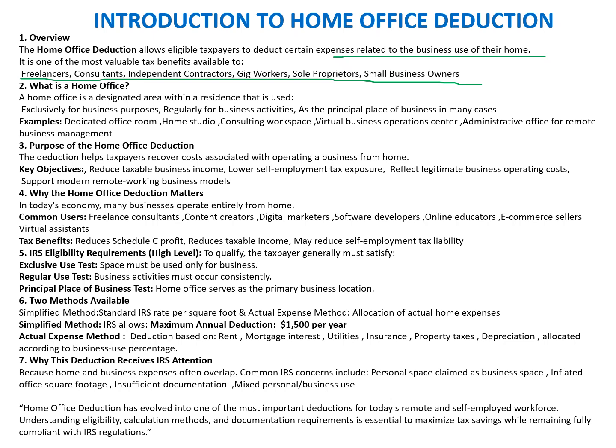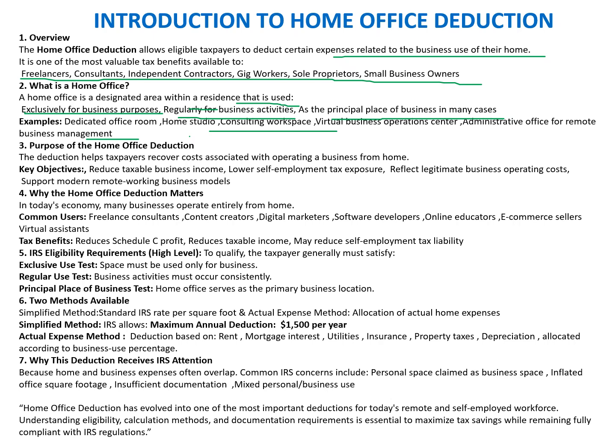Now, when we talk about home office, what does that exactly mean? A home office is a designated area within the residence that is used, first and important, exclusively for business purposes. This is very important. So exclusive use of a portion of your residence for office purposes is one of the preconditions to claim this deduction. Secondly, regularly for the business activity. It should be regular, and in many cases the principal place of business. Examples: a dedicated office room, a home studio, a consulting workplace, a virtual business operation center, an administration office, or a remote business manager.